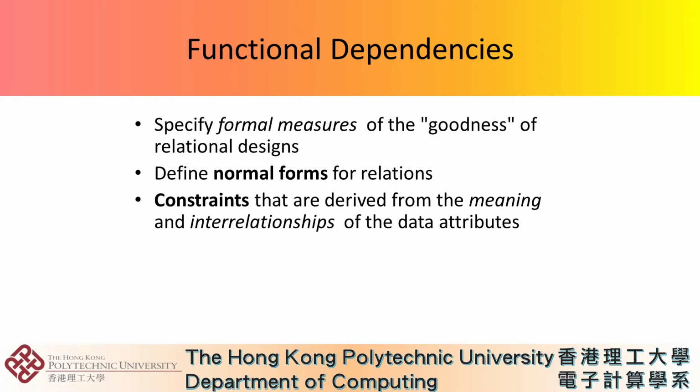Functional dependencies are used to specify formal measures of the goodness of relational design. Functional dependencies and keys are used to define normal forms for relations. Functional dependencies are constraints that are derived from the meaning and interrelationships of the data attributes.